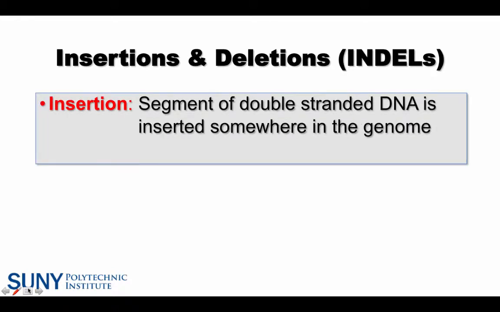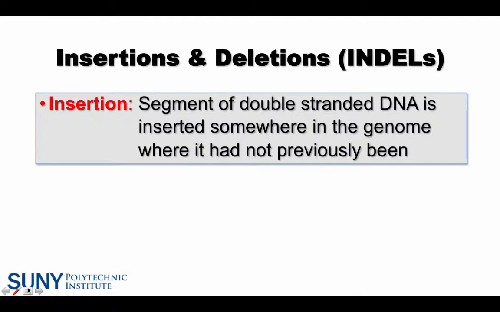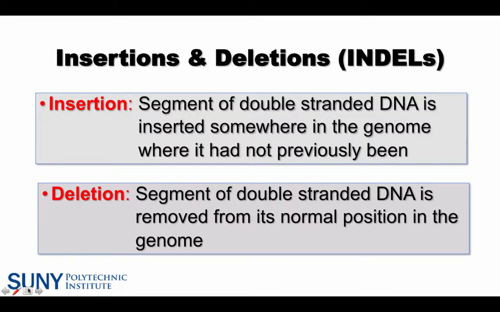Insertions occur when segments of double-stranded DNA are inserted somewhere that it had not been previously. The inserted segment of DNA may be as small as a single set of paired nucleotides, with one nucleotide added to each strand. Deletions occur when a segment of double-stranded DNA is removed from its normal position. Again, this deleted segment may be as small as a single set of paired nucleotides, with one nucleotide subtracted from each strand.